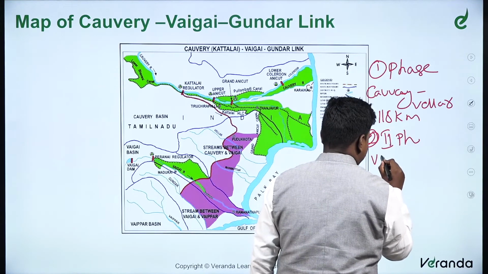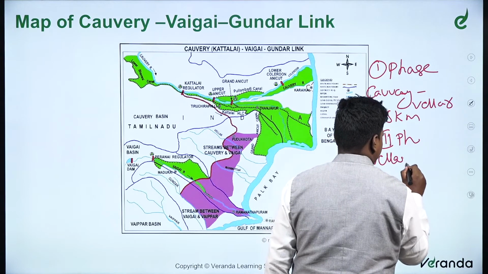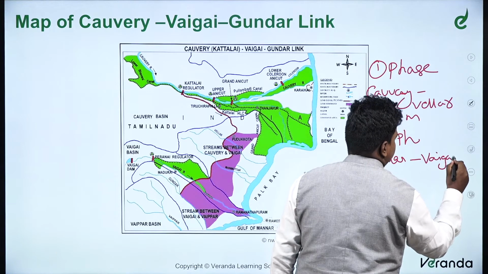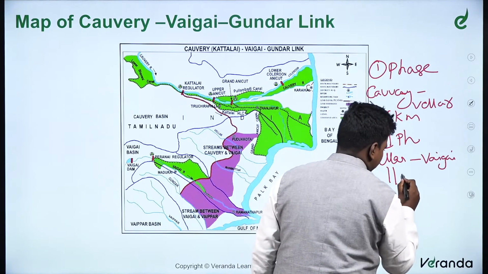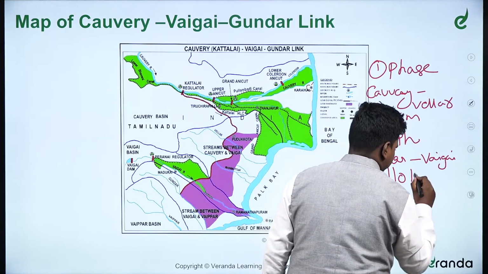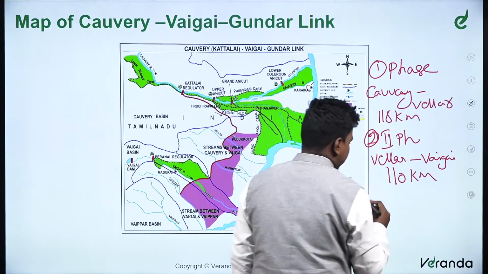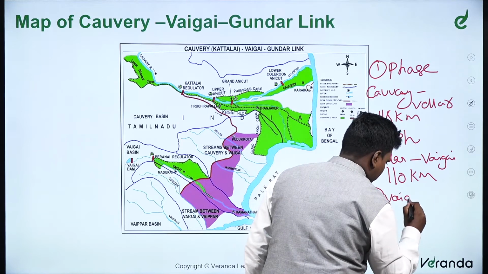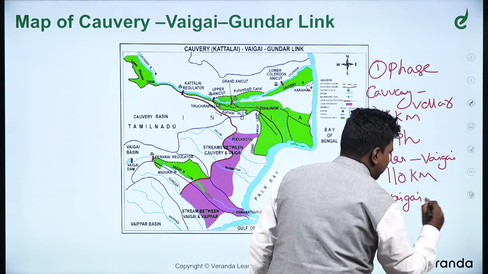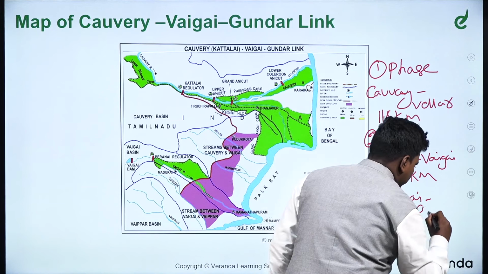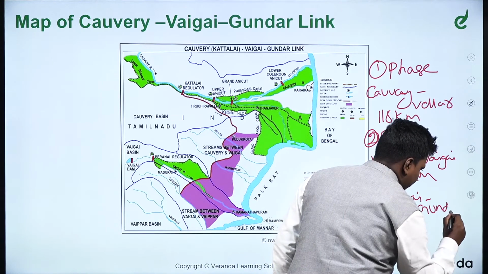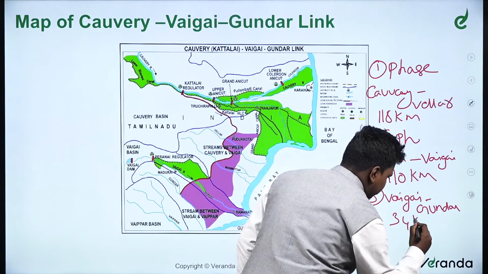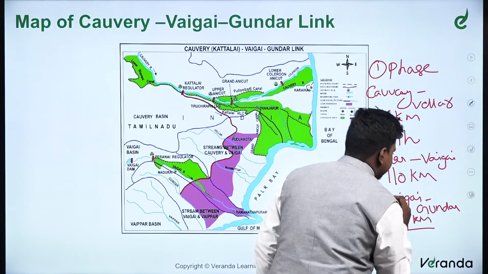the Vellaru will be connected with Vaigai, which is a 110 kilometer canal. And finally, the Vaigai will be connected to the Gundar, which is a 34 kilometer canal. So, 3 phases.